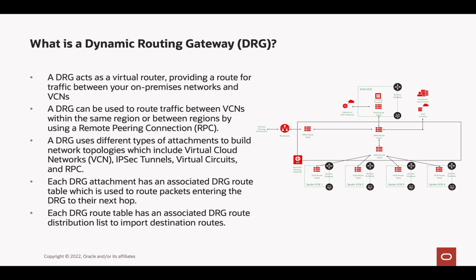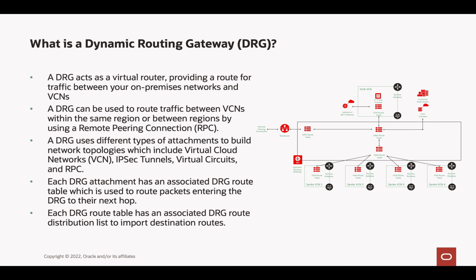So what exactly is a dynamic routing gateway? A DRG acts as a virtual router. Essentially, it provides routing of traffic between your on-premise networks and your VCNs. It can also provide routing between VCNs within the same region or different regions by way of remote peering connections.